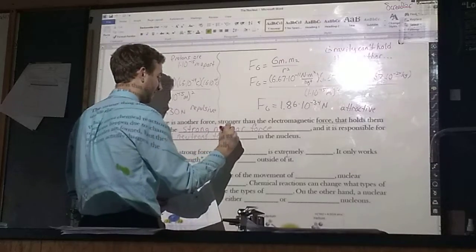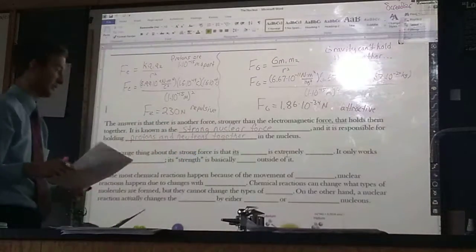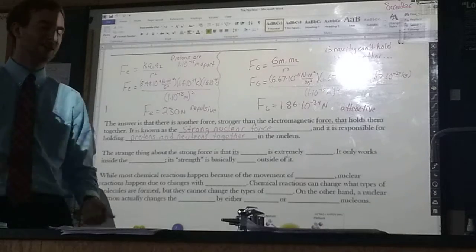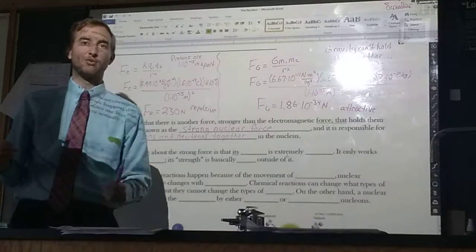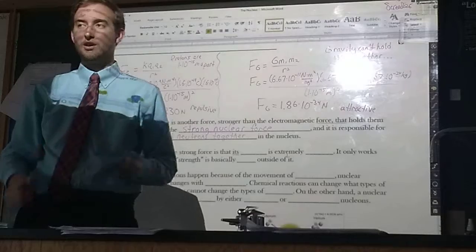Now, people paint all sorts of pictures about what the strong force is like. A couple of my favorite analogies are the strong force is like one of those old carnival strongmen.